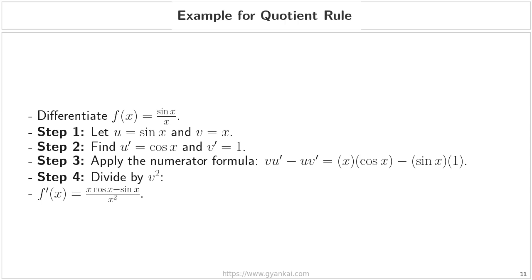Finally, for step 4, we must divide this entire result by the square of the original denominator. This brings us to our final answer. f prime of x equals x cosine x minus sine x, all divided by x squared. As we move forward, keep this specific order of subtraction in mind, as we will see in the next slide that this is one of the most common areas where errors occur.